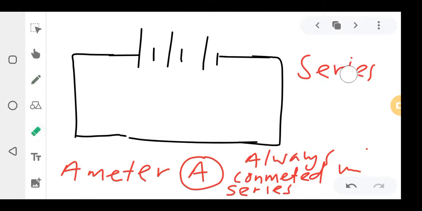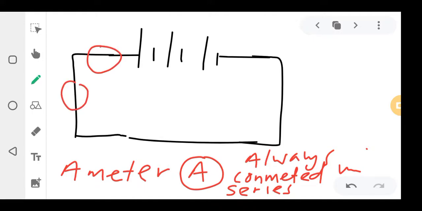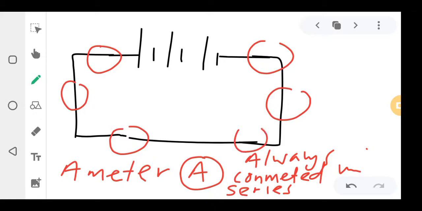The ammeter is always connected in series. What I mean is, when you want to put an ammeter in a circuit with cells, you can put it here, here, or anywhere along this triangle. This ammeter can be put anywhere along this triangle, always with the symbol A.